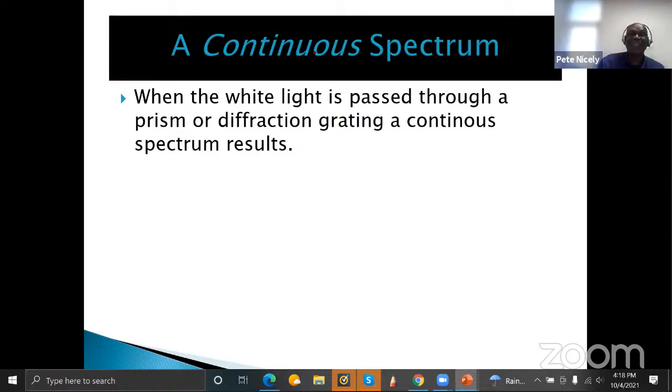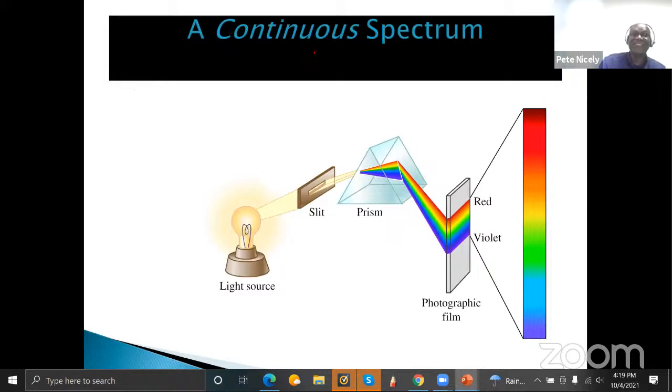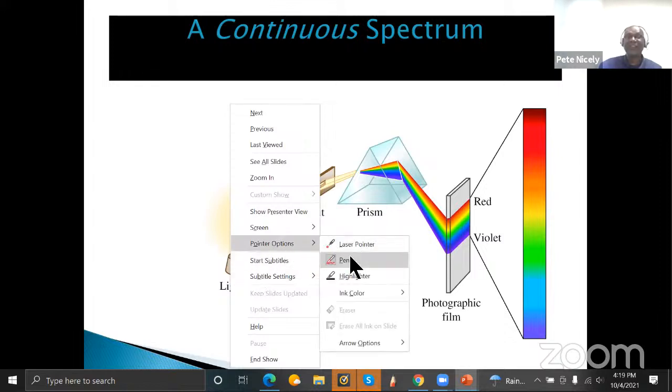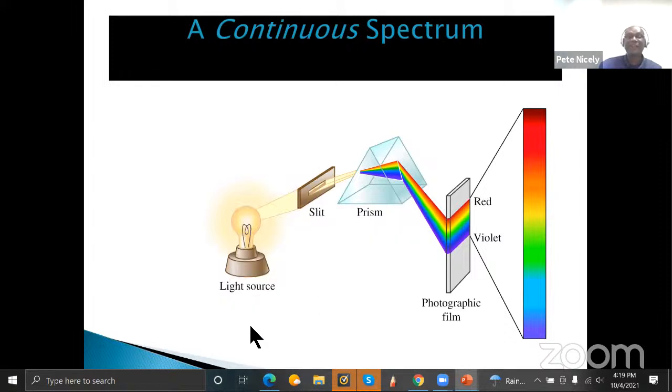Now, if you take white light, for example, light coming from a lamp or from the sun, and you pass it through a prism, then that light will be split up into its components, which would be different colors of light as seen in this diagram right here. So here we have the white light source, and then that shines through a slit, so that produces a beam, and that beam is allowed to pass through this prism.